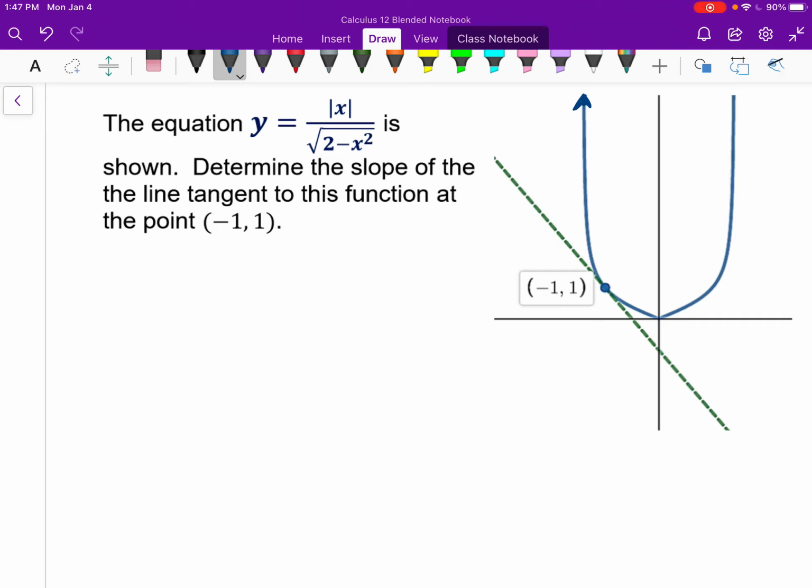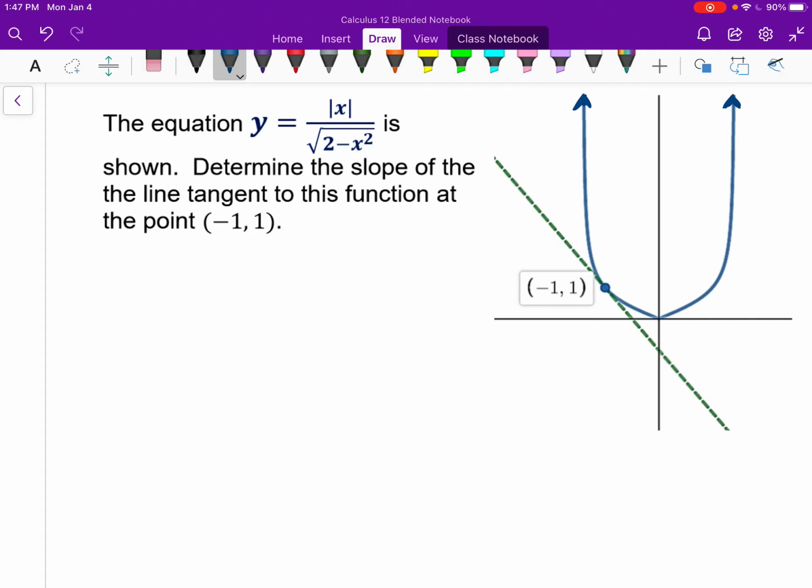What I want to know is the slope of the tangent line I've shown you. The tangent line I've shown you goes to the point -1, 1. So to find the slope of the tangent line at this point, that means I need to find the derivative at this point and find the value of the derivative. Remember, the value of the derivative at any point is equivalent to the instantaneous change at that point, really the slope at that point. So not surprisingly, I need to differentiate absolute value of x over root 2 minus x squared.